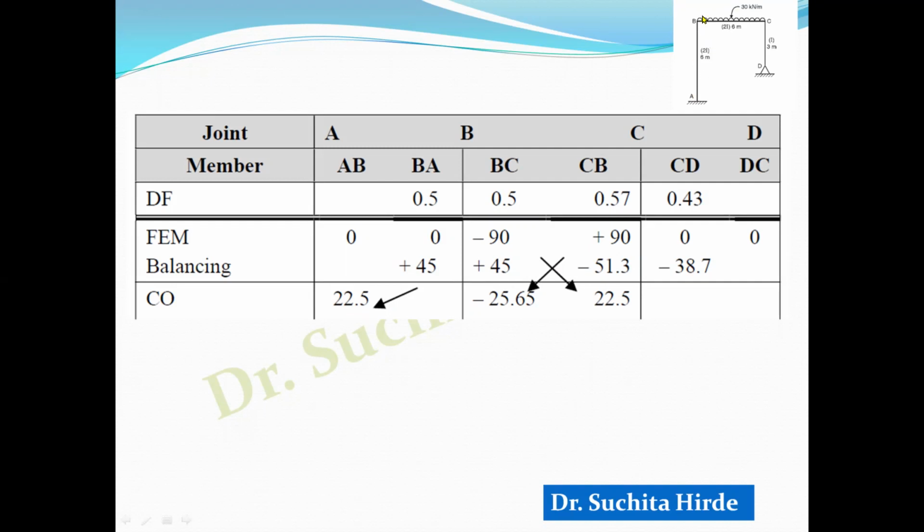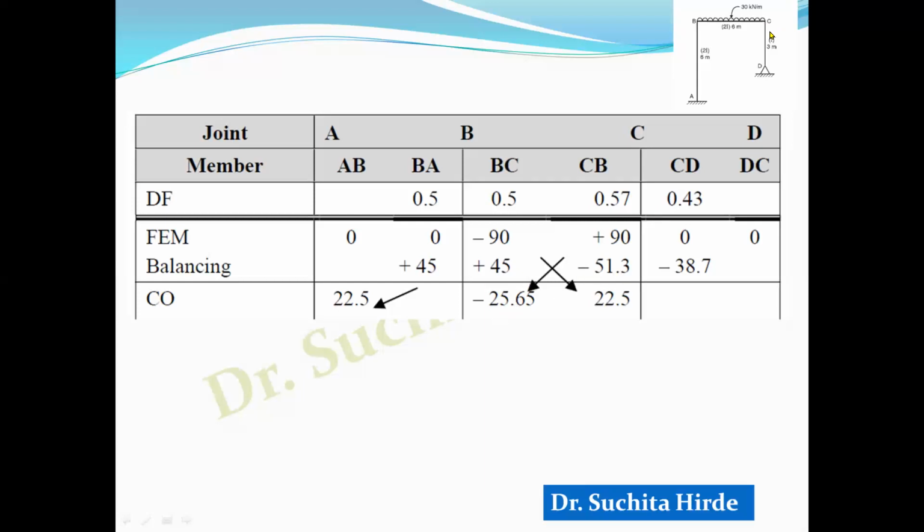Next carryover is from BC to CB because this C is a continuous end. So from BC to CB there is a carryover. I have shown an arrow here. So it is half of 45, that is 22.5, with the same sign. Next, if you go to joint C, the far end is B, which is continuous. So there is a carryover from CB to BC, which is half of 51.3.